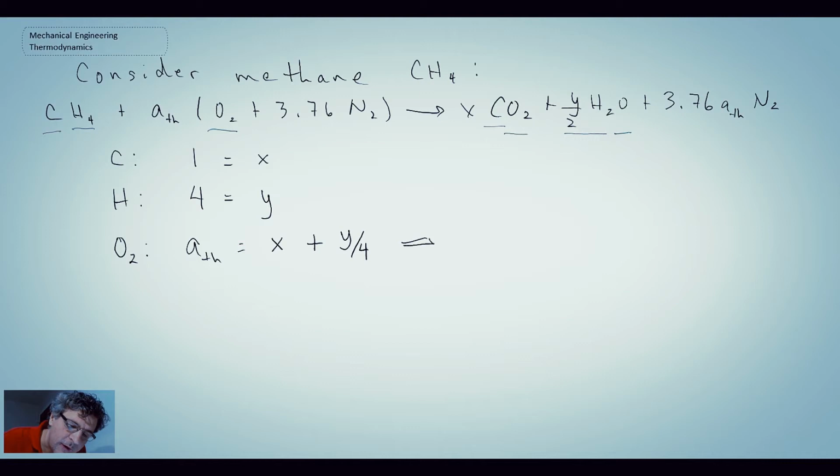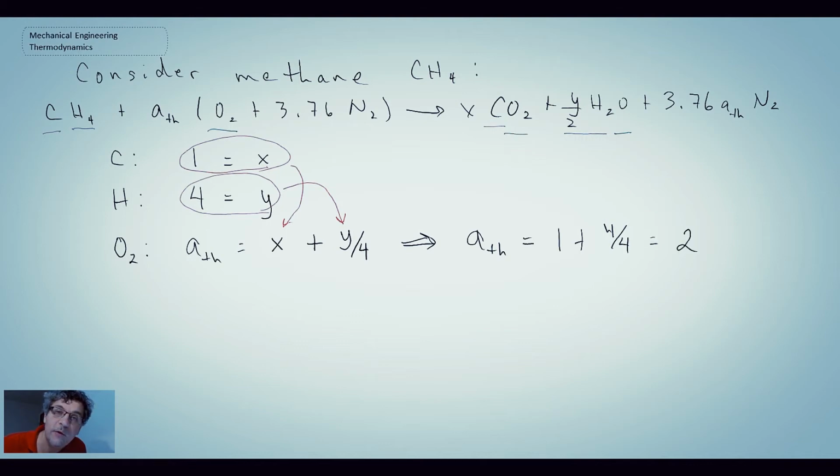And so with that, what we can say is that A theoretical is equal to, well, we know X from here, so we can substitute that in, and we know Y from here, and so we can make that substitution. So we can then rewrite this as being 1 plus 4 over 4, which is equal to 2. So theoretical air in this case is 2.